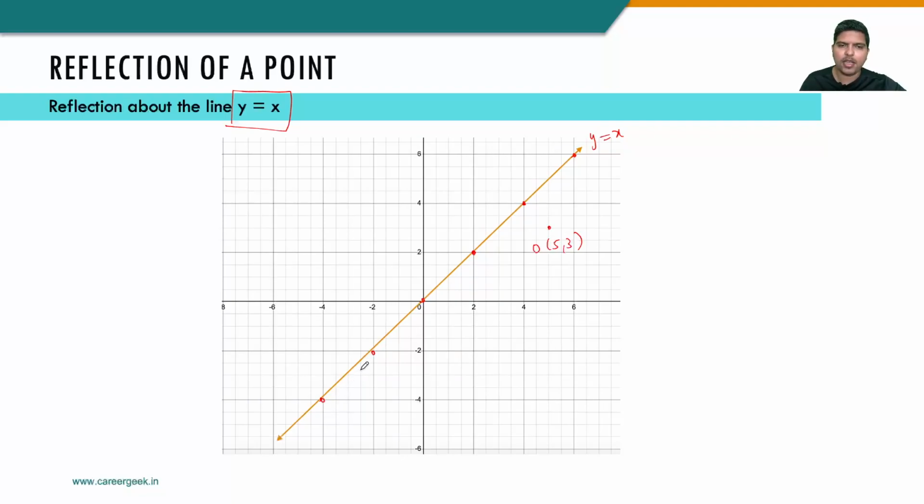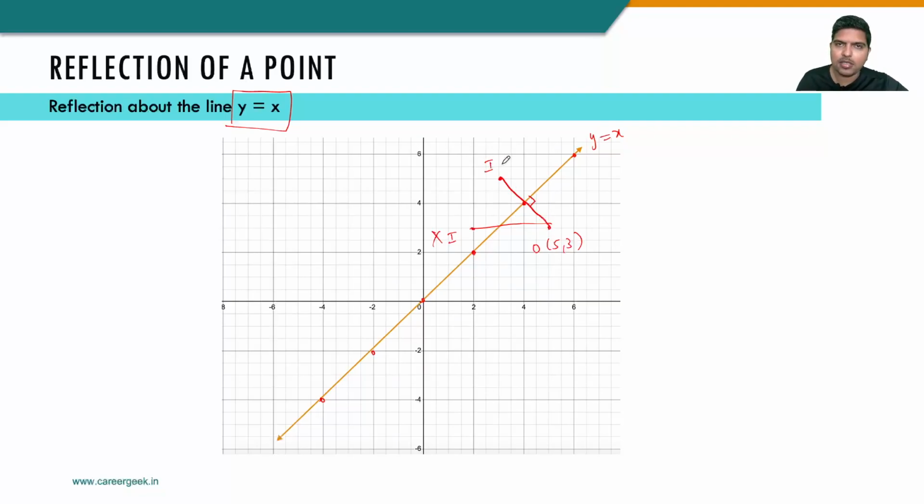So this is the line y equal to x. When x is 1, y is 1, x is 2, y is 2. So now definitely the reflection is not going to form here, right? Where is it going to form? It is going to form perpendicular.